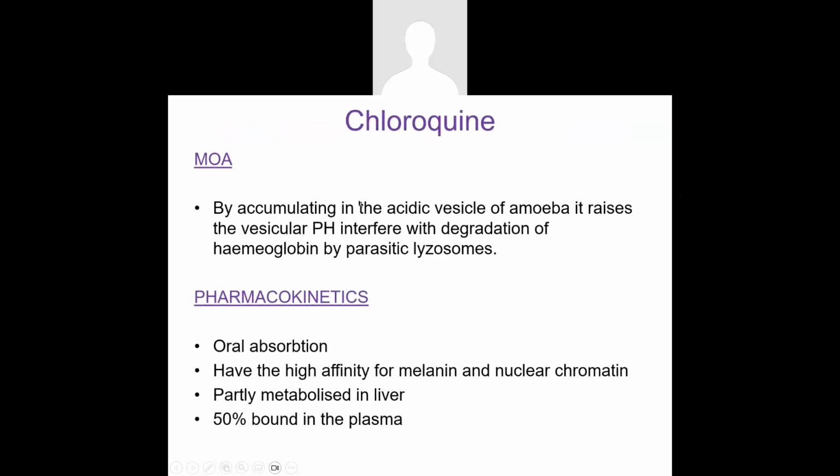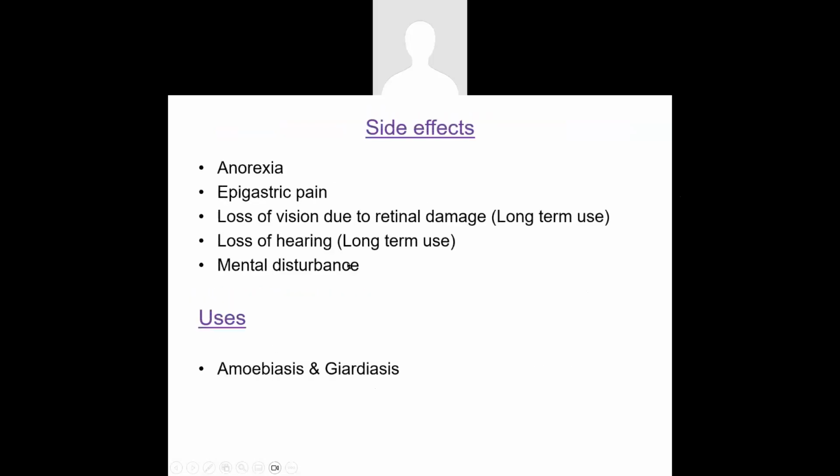Let's get another one, which is chloroquine. Chloroquine accumulates in acidic vesicles of the amoeba, raises the vesicular pH, and interferes with the degradation of hemoglobin by the parasitic lysosome. Used in amoebiasis and giardiasis. Side effects: epigastric pain, loss of vision due to retinal damage, loss of hearing and mental disturbances. Loss of hearing and vision occur with long-term use.